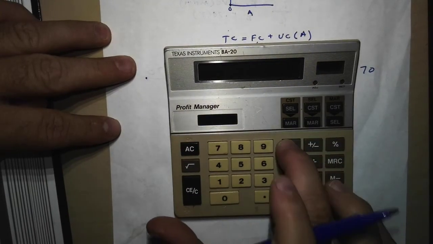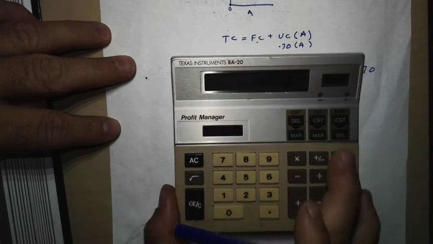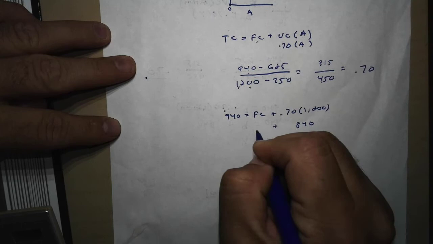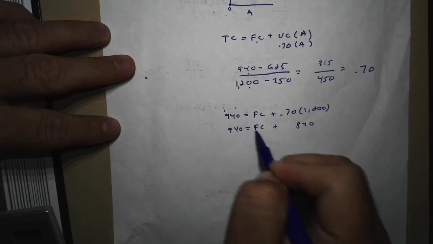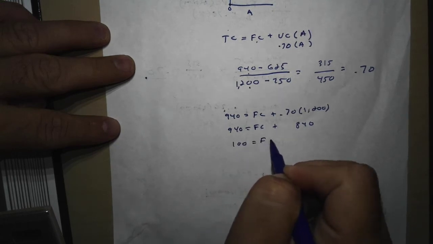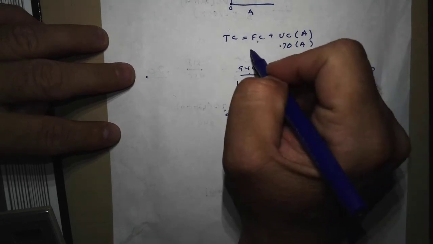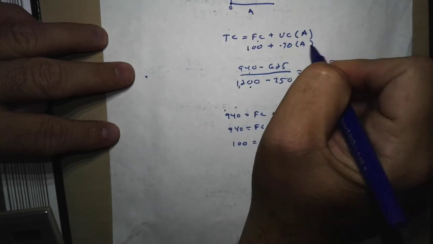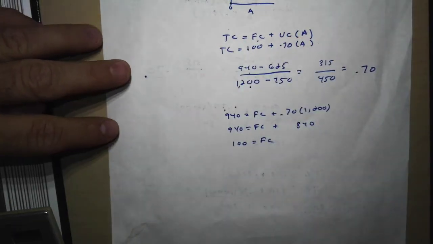0.7 times 1200 is 840, plus fixed cost, which we still don't know. 940, that's what we're solving for. 940 minus 840 is 100. That's going to equal the fixed cost part of our formula. Okay, so now we know that this is 100 plus 0.70 times the activity level equals total cost. So now we have the formula.